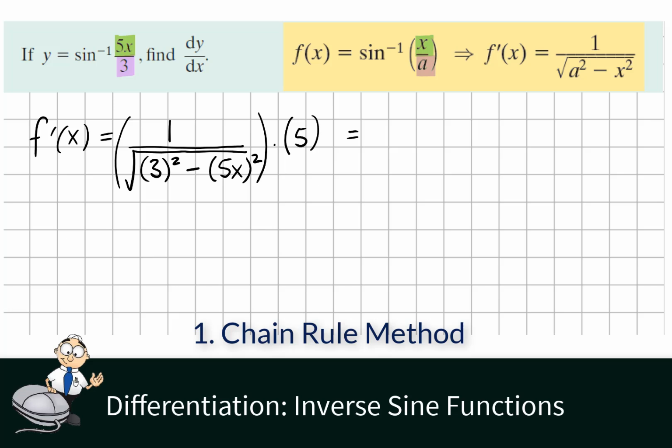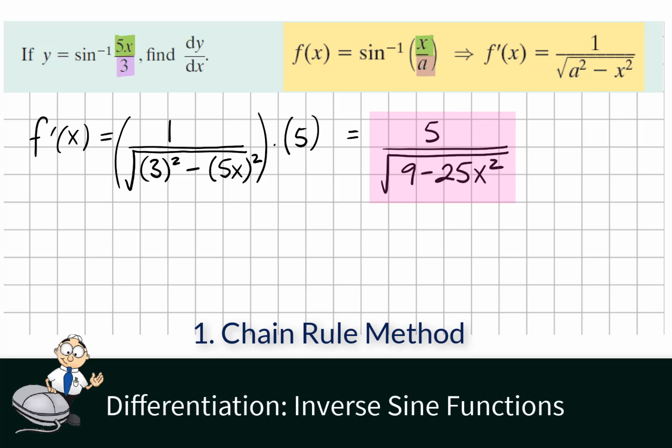Now this is our solution. We're just going to tidy it up a little bit. So on the top we have 5, over the square root of 9 minus 25x squared. This approach tends to always work for inverse trigonometric functions.